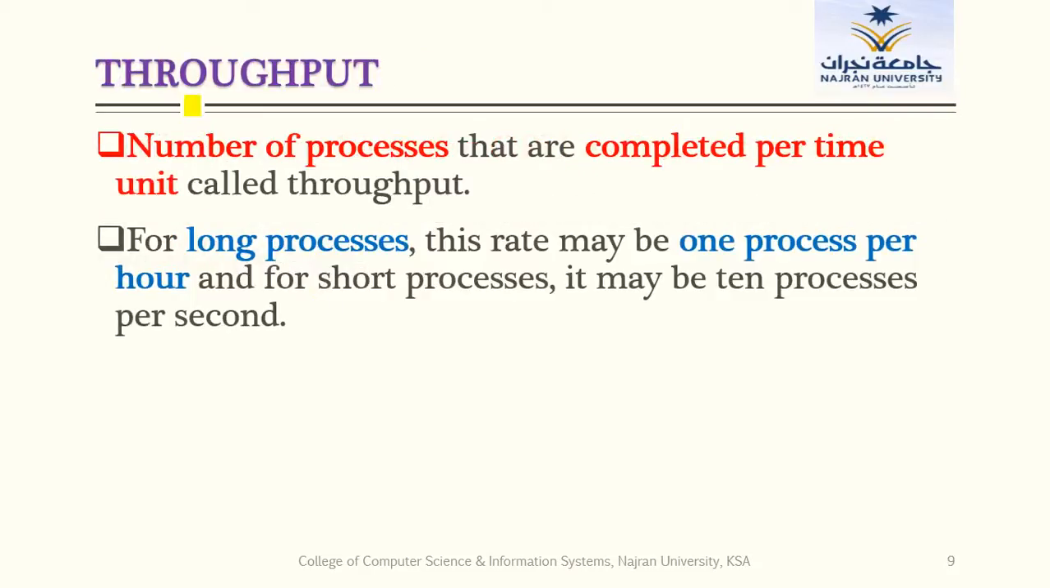Then we have discussed throughput. Throughput is the number of processes that are completed per time unit. So here the algorithm which will execute more processes in a unit time will be the best. So throughput is the number of processes that any algorithm is going to complete.